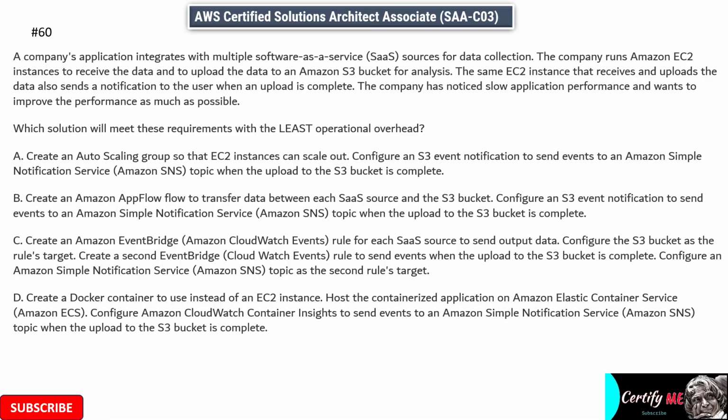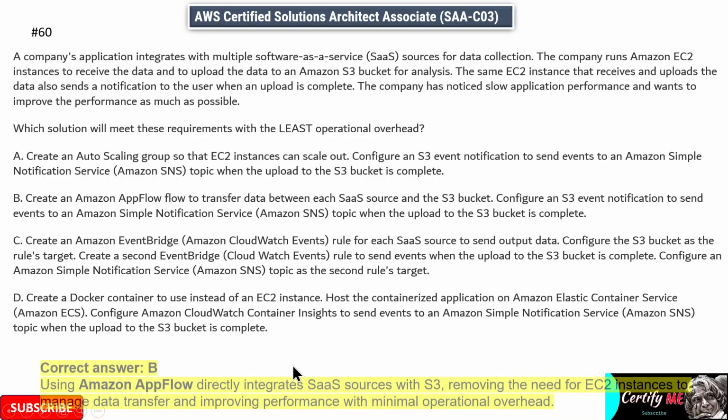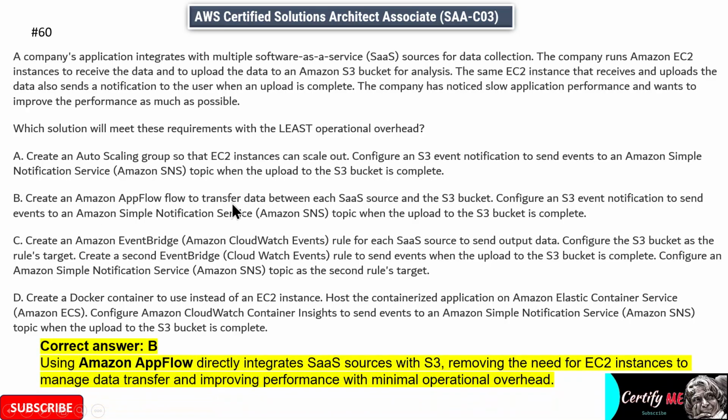The correct answer is option B. Create an Amazon AppFlow flow to transfer data between each software as a service source and the S3 bucket. Configure an S3 event notification to send events to an Amazon Simple Notification Service topic when the upload to the S3 bucket is complete. Using Amazon AppFlow directly integrates software as a service sources with S3, removing the need for EC2 instances to manage data transfer and improving performance with minimal operational overhead.